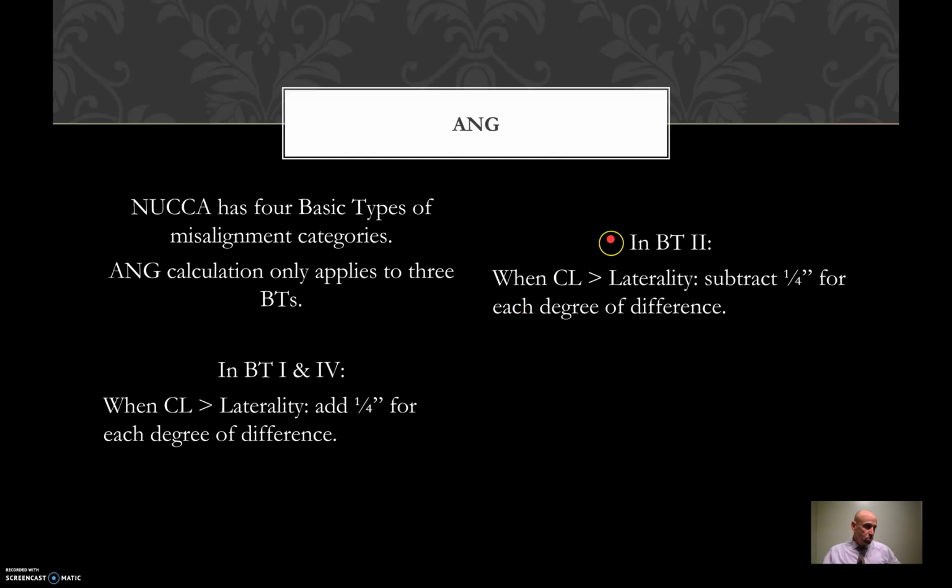In a basic type 2, what you have then is when the cervical line is greater than laterality, you subtract a 1/4 inch for each degree of difference. So it's basically the opposite of a basic type 1. So when the lower neck or the cervical line is misaligned more than laterality, rather than adding to the value, you subtract.